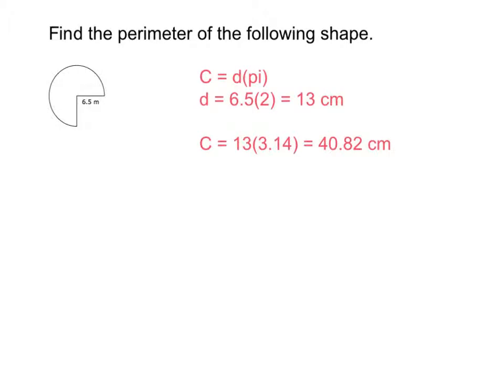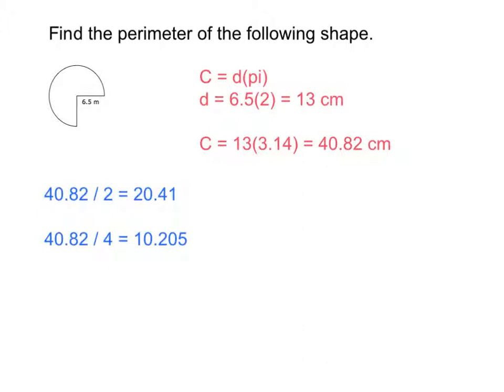So again, to solve this, I'm going to need the circumference, which is equal to diameter multiplied by pi. And because the measurement that we're given here only goes into the center, I'm going to have to multiply it by 2 over here to get the diameter of 13 centimeters. Take the diameter of 13 centimeters, multiply it by 3.14, we get a circumference of 40.82. So here I can take the 40.82 and divide it into 2 to get the semicircle.